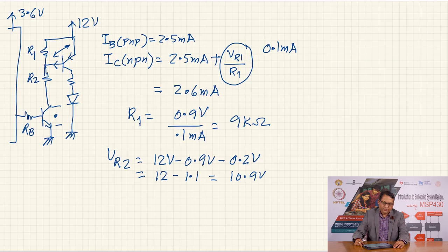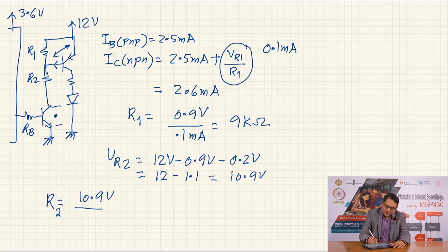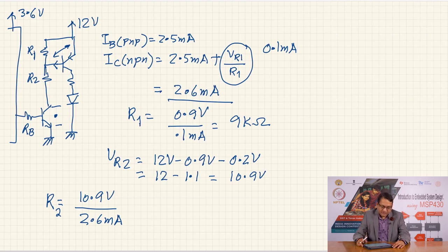So, the voltage across resistor R2 is 10.9 volts, and therefore, R2 is equal to 10.9 volts divided by the current, which is 2.6 milliampere, and that way you estimate the value. Similarly, the current now flowing in the collector is 2.6 milliampere. The base current again will have to be determined, and from that the value of RB of this will have to be determined.